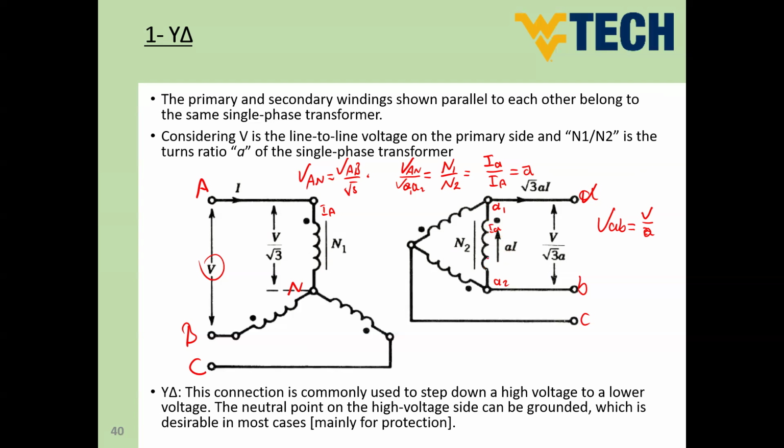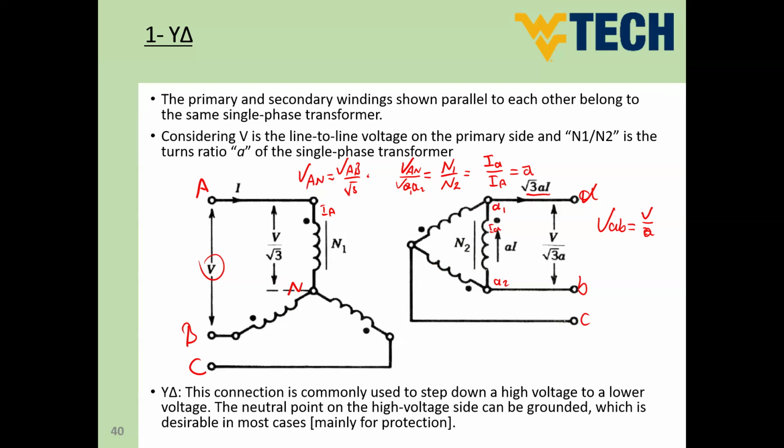So this means the line current is nothing but root 3 times phase current. So I'm expecting here the line current is going to be root 3 times turns ratio times the primary current. So this is the value of the current that we will see in the secondary side if the transformer connection is Y delta. So this is just to understand, guys, how to calculate the values.